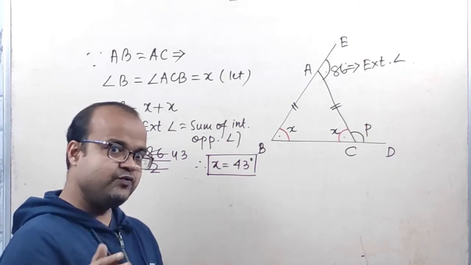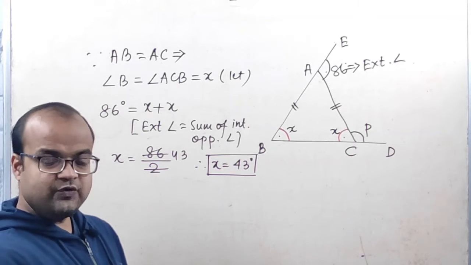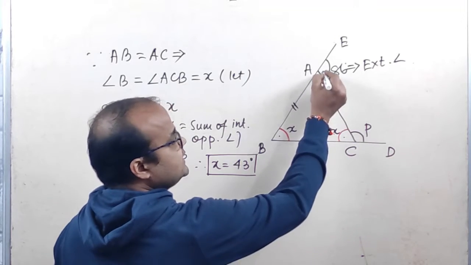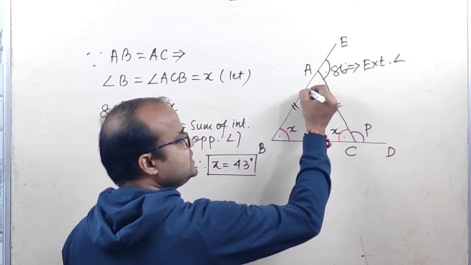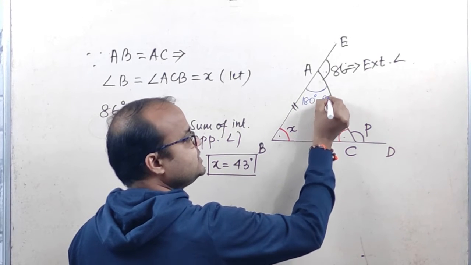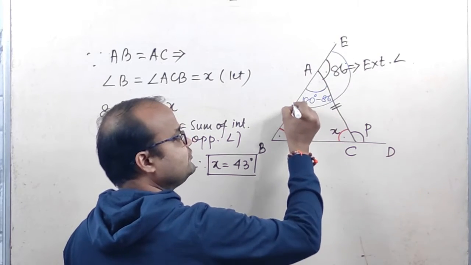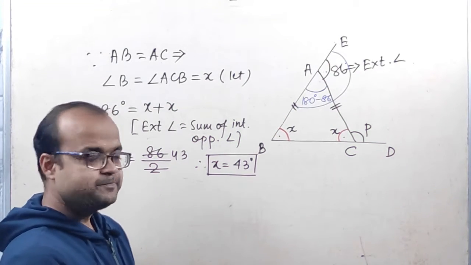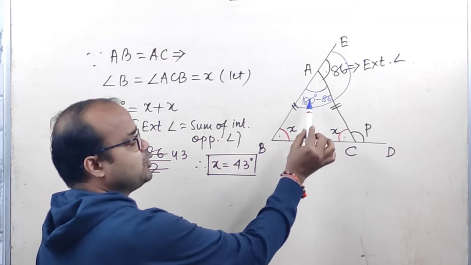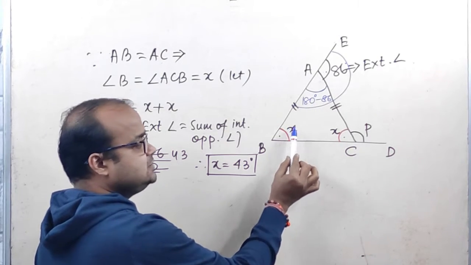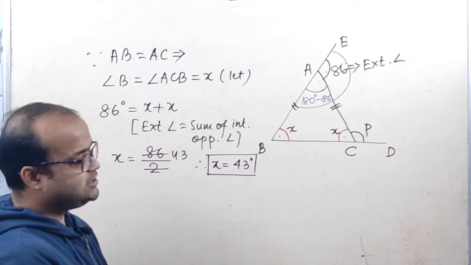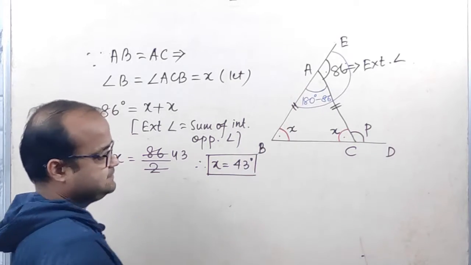Now this is one way to solve this. Another way to solve this problem is, since this angle is 86 degree, this angle is equal to 180 minus 86, since the sum of these two angles is 180 degree. Once you get this angle, you can apply the angle sum property, then this plus this plus this equals 180 degree. So anyway you can find out the value of x.